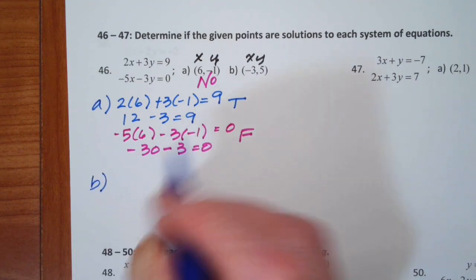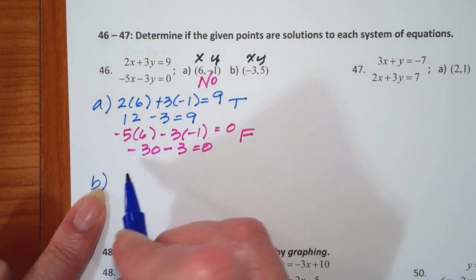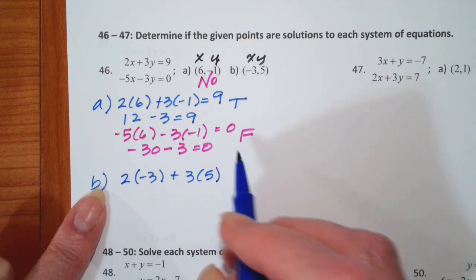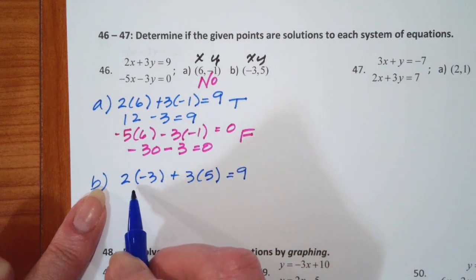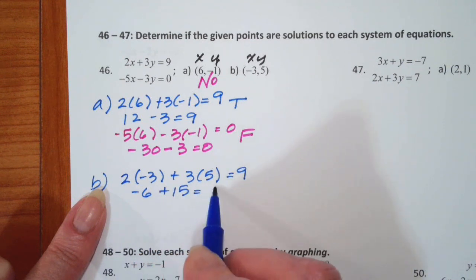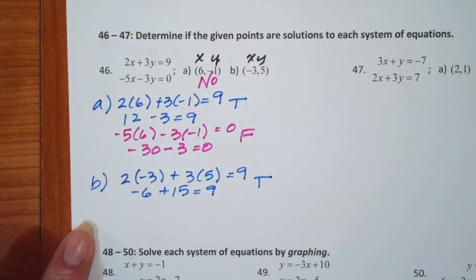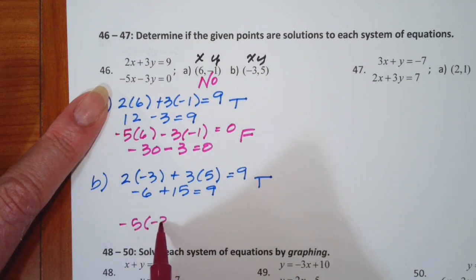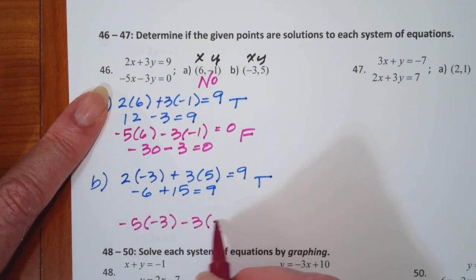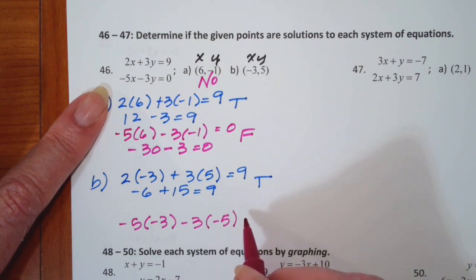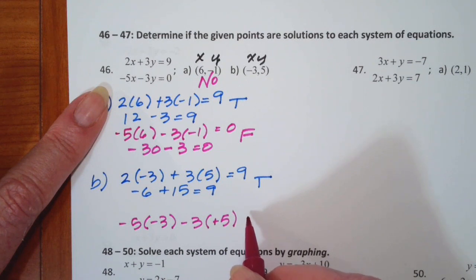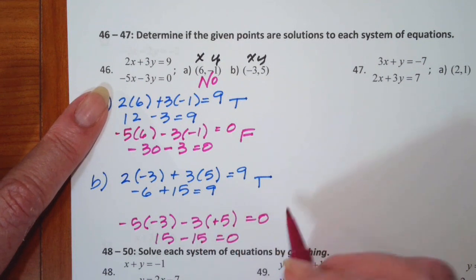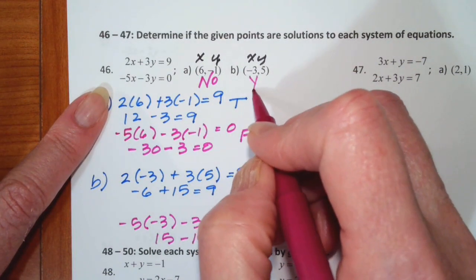I'll do the same thing with part B, but here x is negative 3 and y is 5. So I want to know if 2 times negative 3 plus 3 times 5 is equal to 9. So that gives me negative 6 plus 15 is equal to 9. That's true. Then trying the other equation. So I want to know if negative 5 times negative 3 minus 3 times positive 5 is equal to 0. So this gives me 15 minus 15 is equal to 0. This is also true, so this is yes.